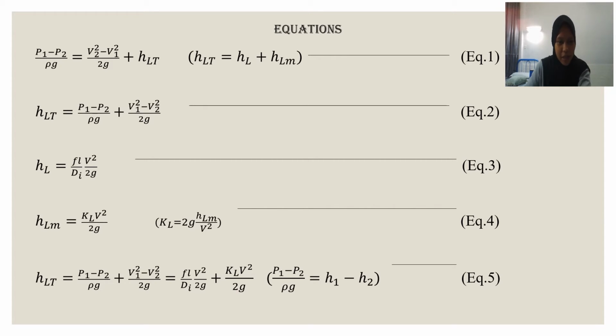As you can see, from equation 4, we can get HLM equals KL V squared divided by 2G, and KL equals 2G times HLM divided by V squared. Equation 1 shows that the total head loss equals the major head loss plus the minor head loss. So from these 5 equations, we simplify.